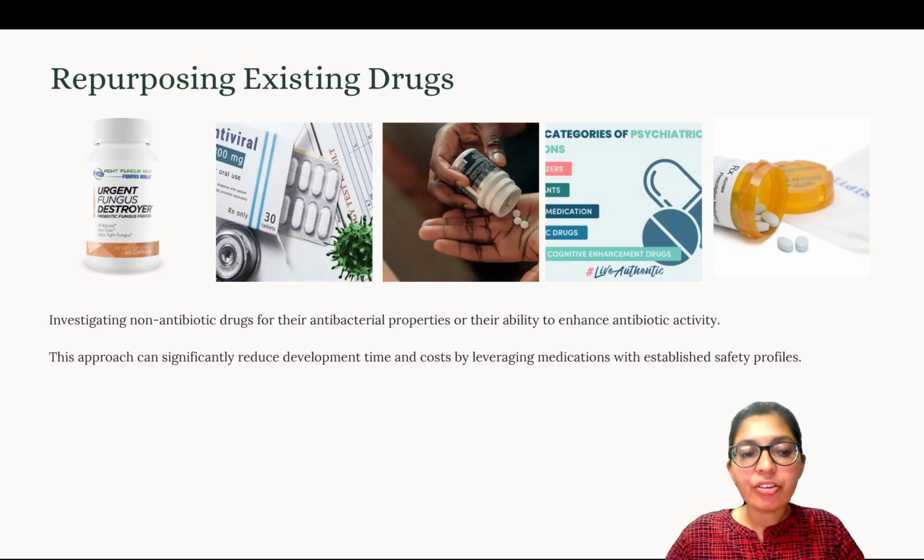Repurposing existing drugs. Investigating non-antibiotic drugs for their antibacterial properties or their ability to enhance antibiotic activity. This approach can significantly reduce development time and cost by leveraging medications with established safety profiles.